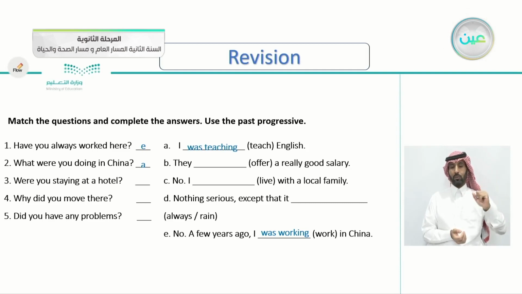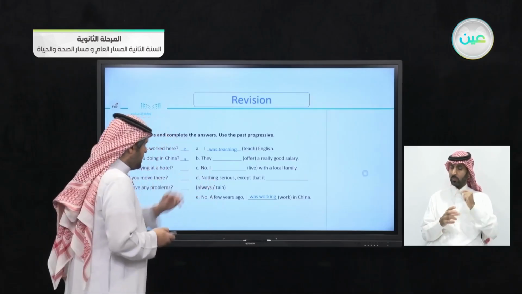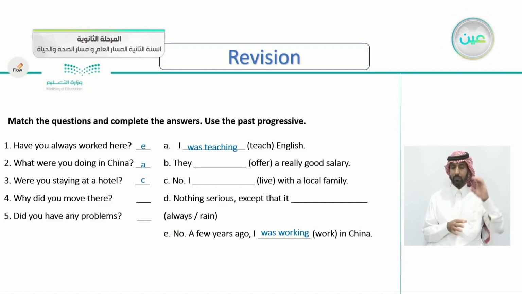3. Were you staying at a hotel? He's asking about his accommodation. Were you staying at a hotel? Yes, very good. It's C. No, I live with a local family. So, very good. I was living with a local family.